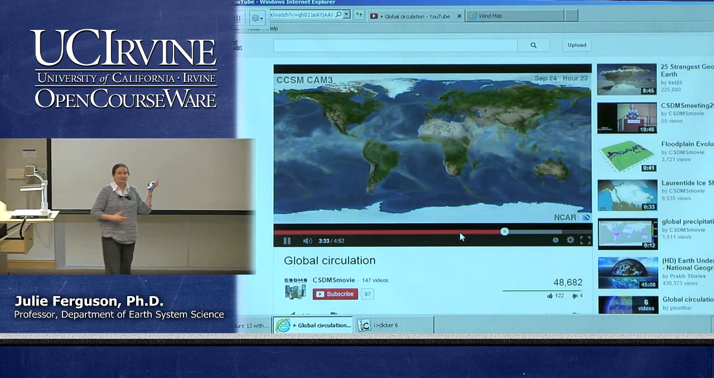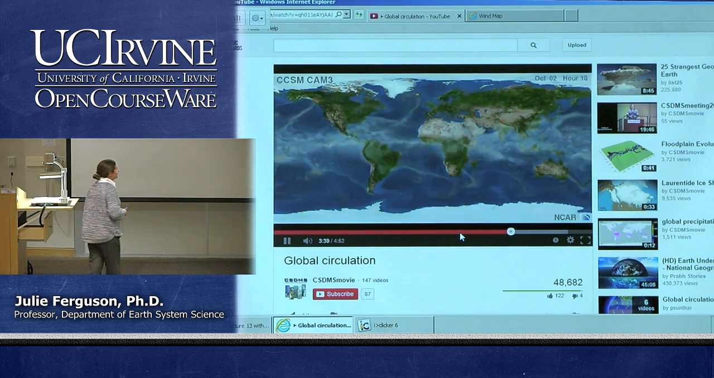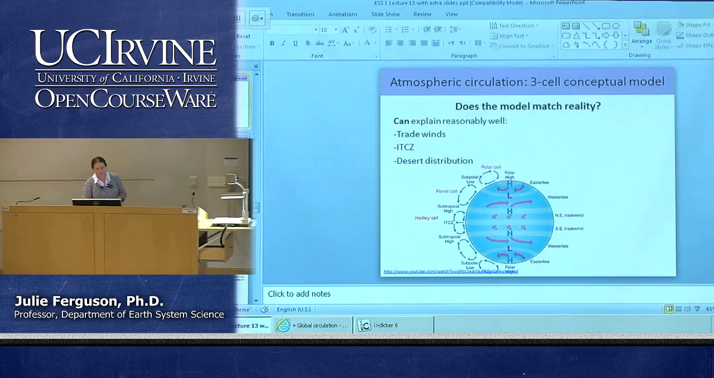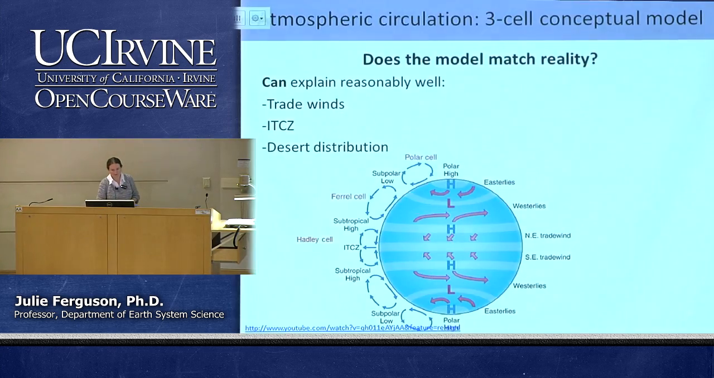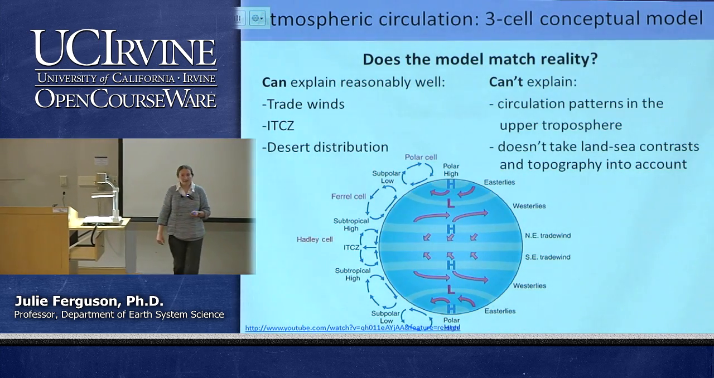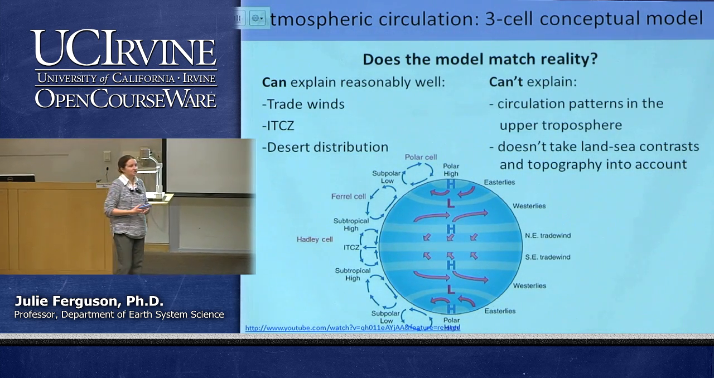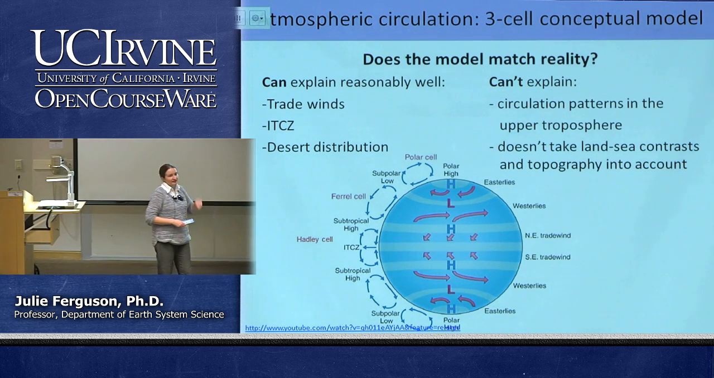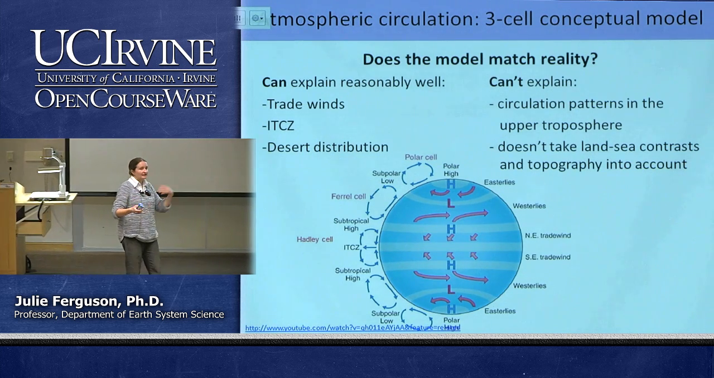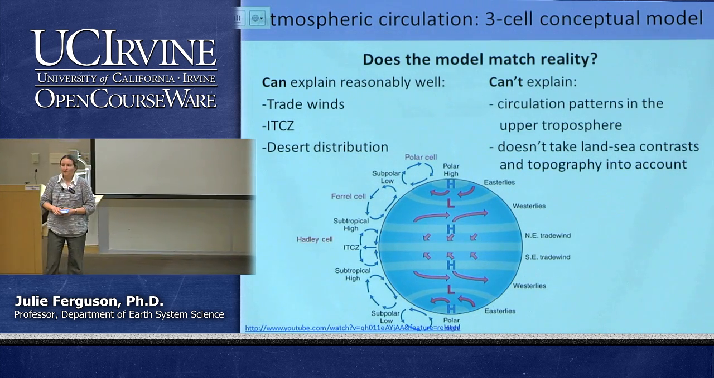But you can see there's a whole bunch of stuff on there that isn't necessarily easily explained with those 3 cells. And that's because we don't take certain things into account. The circulation patterns in the upper atmosphere actually don't behave in reality like they should do in our model. And also, we're assuming in this case that the Earth is basically covered by water. And actually, there are land-sea contrasts. Okay? So first of all, let's take a look at what happens in the upper atmosphere.